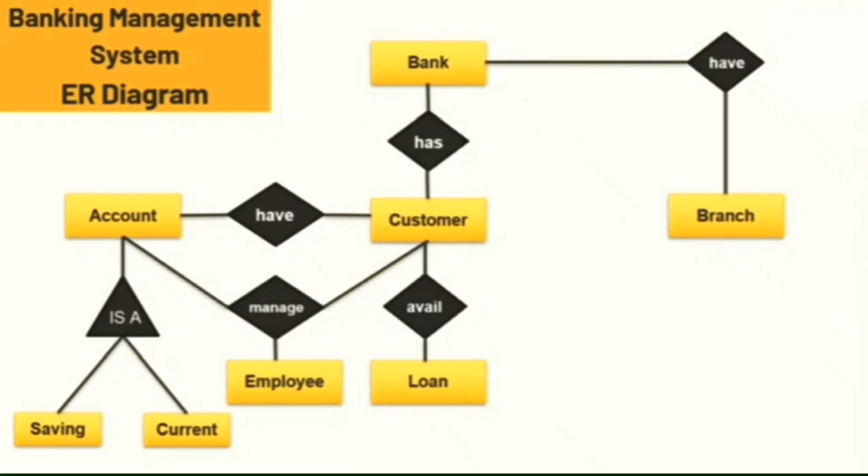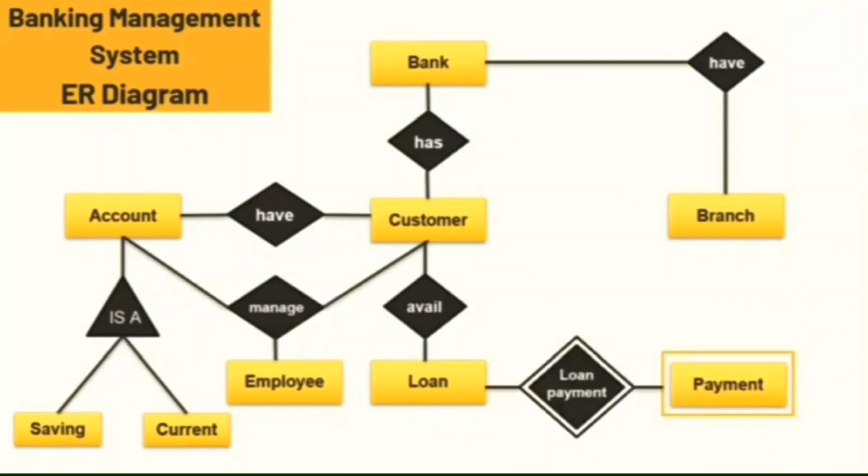And from entity loan we can create a weak entity set. So what is a weak entity set? An entity type should have a key attribute which uniquely identifies each entity in the entity set, but there exist some entity types for which a key attribute can't be defined. So these are called weak entity types. The entity sets which do not have sufficient attributes to form a primary key are known as weak entity sets, and the entity sets which have a primary key are known as strong entity sets.